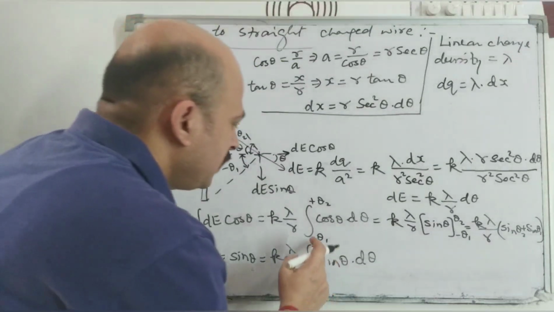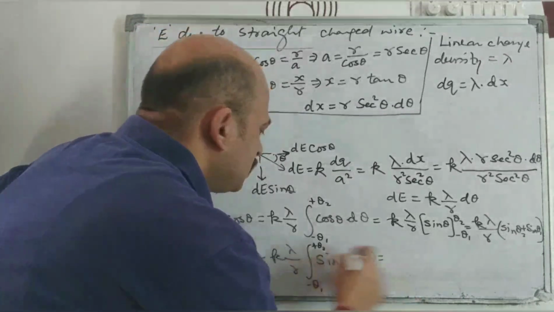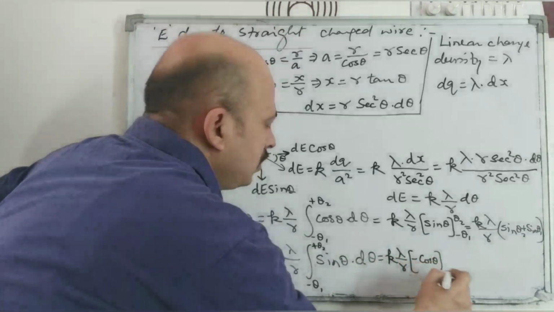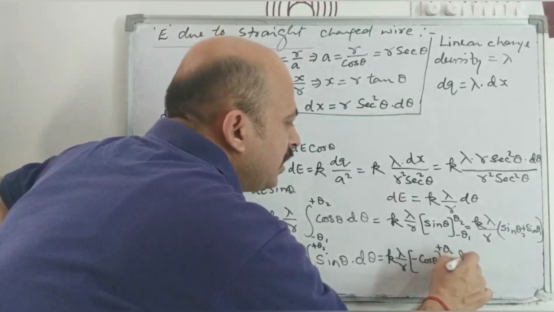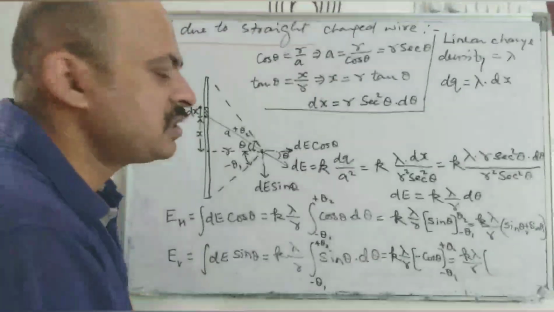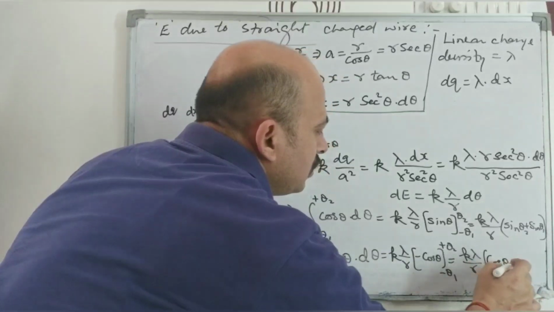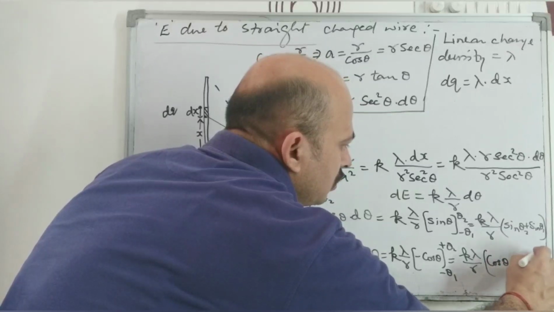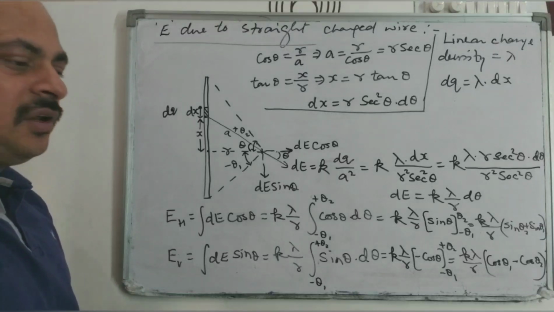What about here? The integration of sin theta is minus cos theta. So k lambda upon r times minus cos theta, with limits from minus theta 1 to plus theta 2. So that will be equal to k lambda upon r. Cos of minus theta is equal to cos theta, so here you will have cos theta 1 minus cos theta 2.